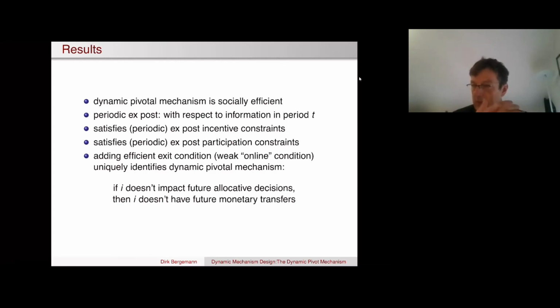Okay. And the exit condition simply says, if agent I doesn't impact future allocative decisions, that is, if his information, no matter in which direction it is going, will not change the nature of future decisions, then agent I should also not have either positive or negative monetary transfer. So if he's going to be immaterial or inessential for the allocative decision, then he should be also immaterial or inessential for the monetary decisions. Okay. So this is the direction that we're going to head today.